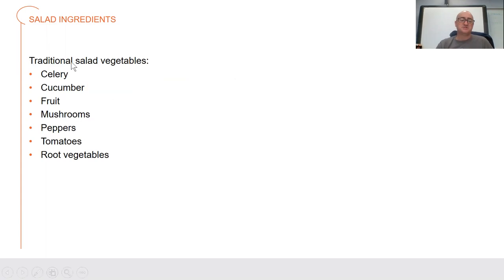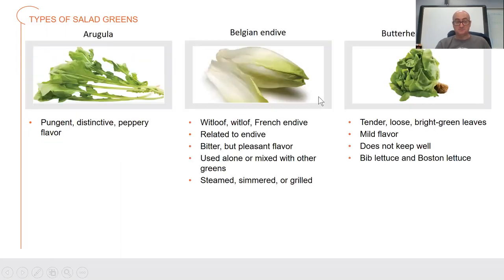So traditional salad vegetables: celery, cucumber, fruit, mushrooms, peppers, tomatoes, root vegetables. Mushrooms is a key one too. Do you want fresh mushrooms on there or do you want a roast mushroom on there? It all depends.